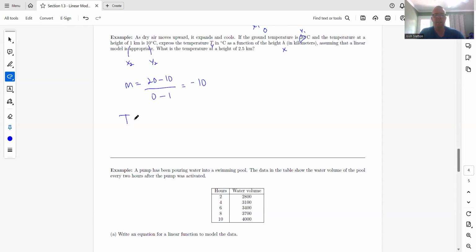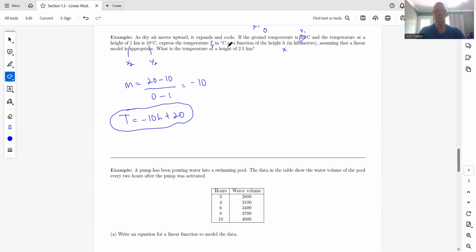So we have t equals negative 10h plus 20. And there is our linear model. And if we want to interpret the slope, the slope is negative 10. So as height increases 1 kilometer, the temperature will decrease by 10 degrees, or temperature decreases 10 degrees per kilometer as they go up.